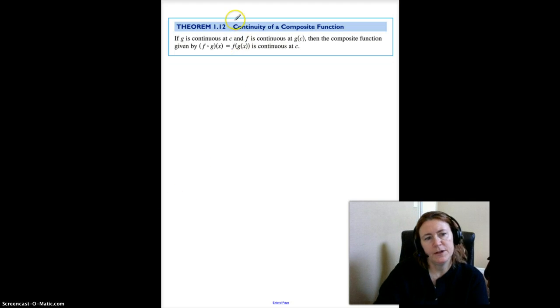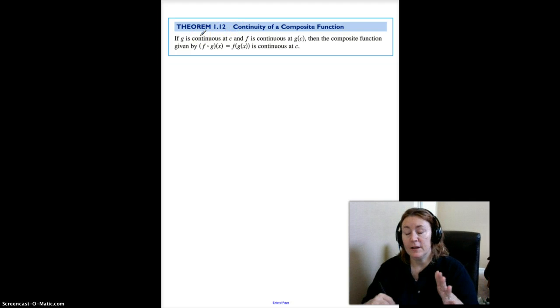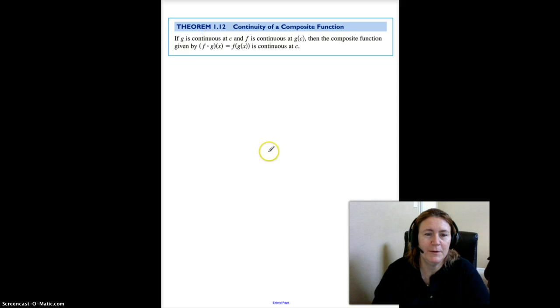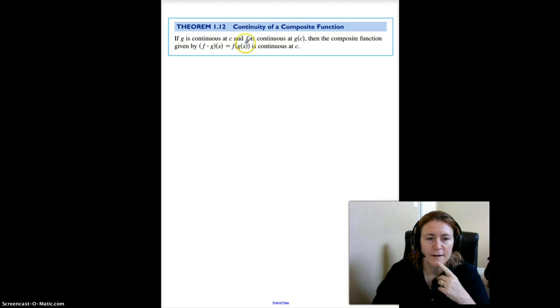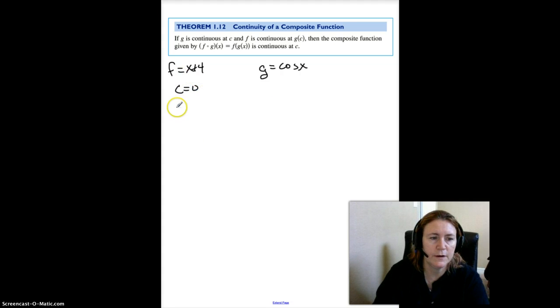Now, let's look at composite functions. Composite functions are a lot of fun. Mathematicians love playing with composite functions. All right, let's say g is continuous at c and f is continuous at g of c. Then the composite function f of g of x is also continuous at c. All right, let's look at our example here. When f was x plus 4 and g, let's call it cosine, and let's look at c equals 0. These functions are both continuous at c equals 0.